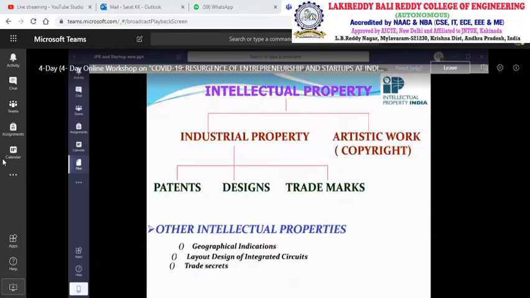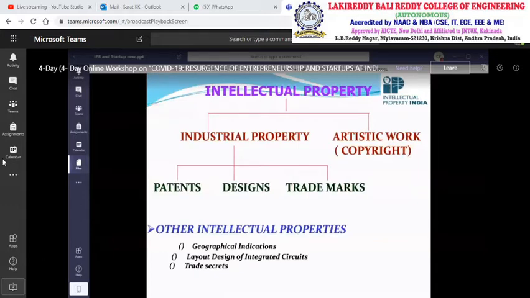we basically do engineering or medicine or pharmaceutical science, where in day-to-day life we are working on some idea that is driven by our own mind. So these come under the industrial property of intellectual property. These are again divided into three aspects: one is the patent, second is the design, and third is the trademark.